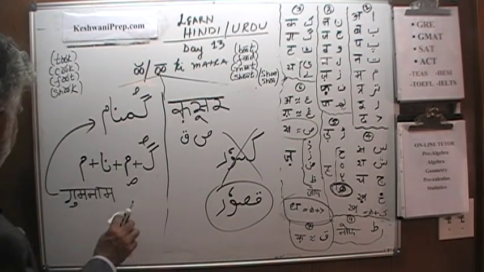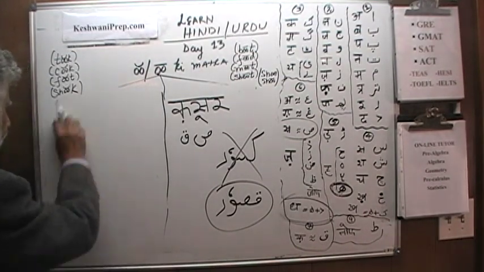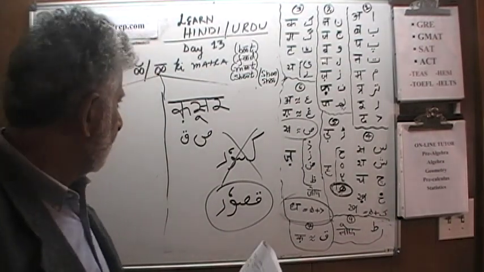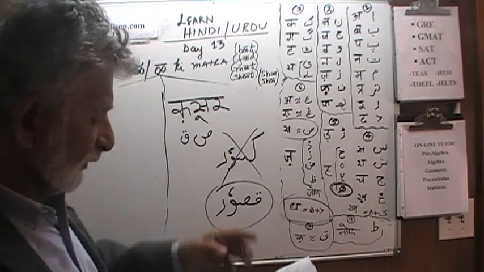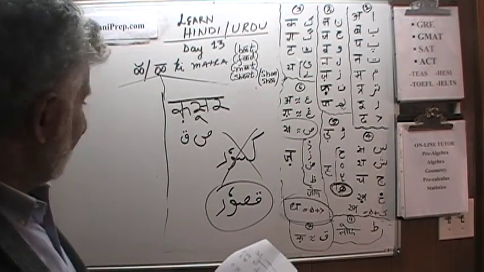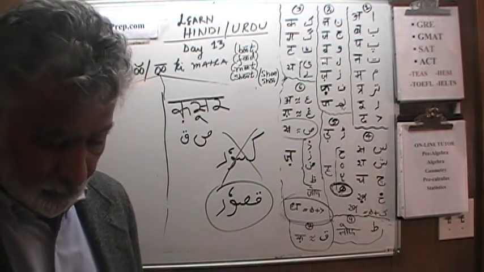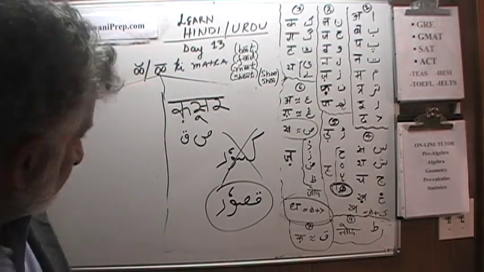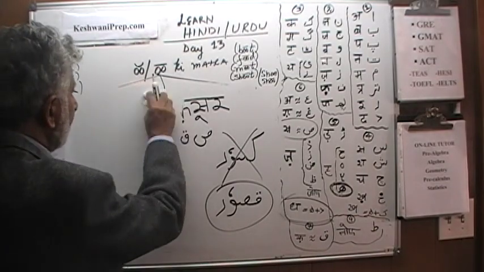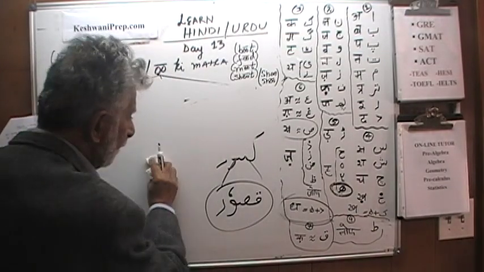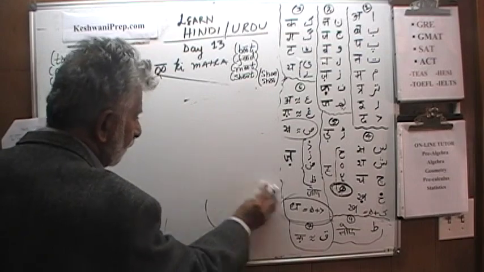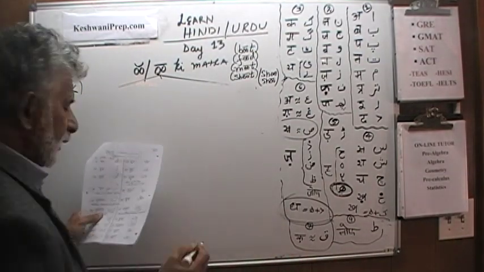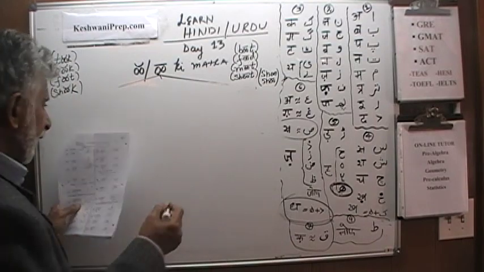Let's do one more. The next word that we're going to write will have both choti u ki matra and badi u ki matra. Let's do it together. Let me first write it in Urdu and then we'll deal with Hindi. See if you can read it.